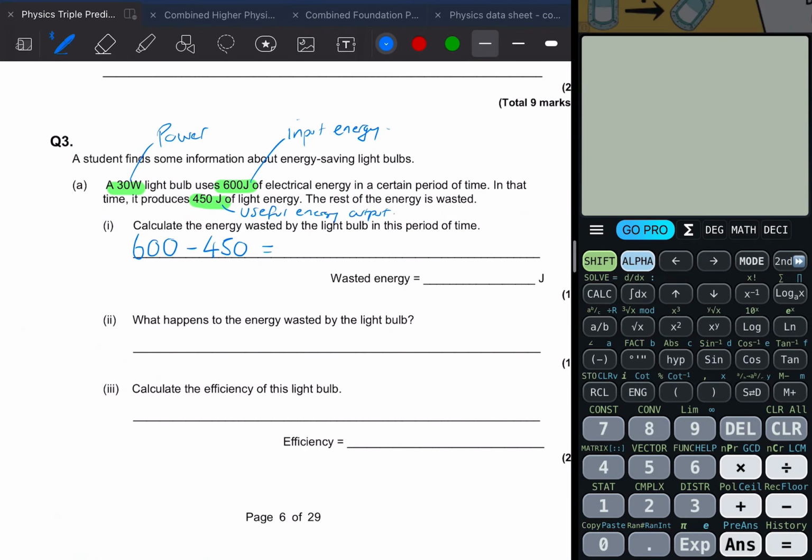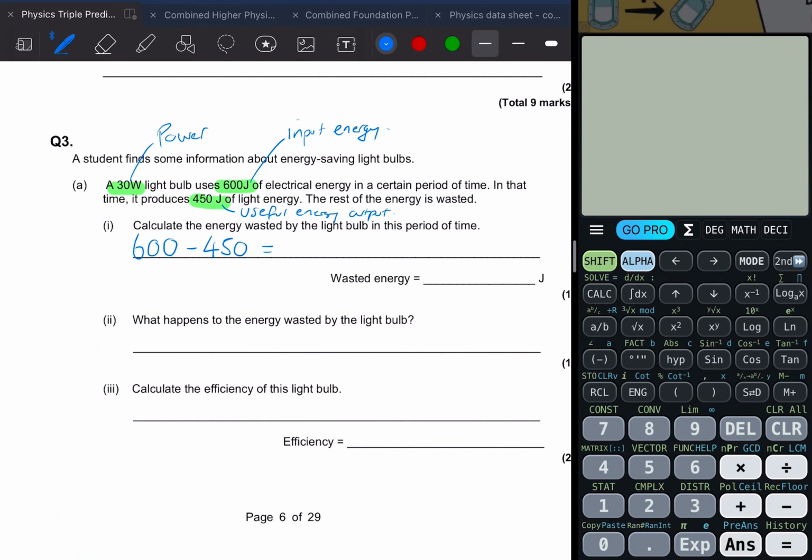So we want to calculate efficiency. So let's have a look what we've got. So it wants an efficiency. We have got a power, we've got an input energy, and we've got a useful energy. Let's get to our data sheet. We're just going to scan through until we find the word efficiency. All right, there are 2 equations with efficiency on.